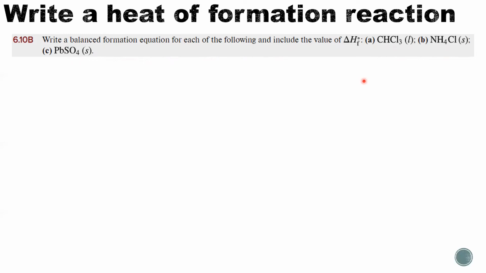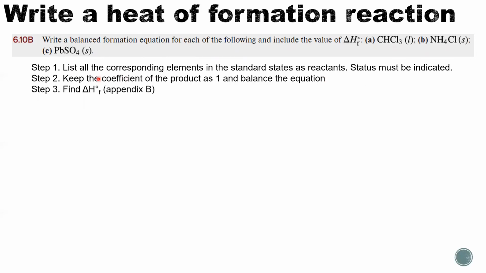Usually, I recommend 3 steps to write a heat of formation reaction. First step is to list all the corresponding elemental substances in their standard states as reactants. The state must be included or indicated. Step 2, keep the coefficient of the product as 1 and balance the equation. And 3, find the standard heat of formation. In this question, we can use Appendix B for that. So let's walk through all 3 questions.